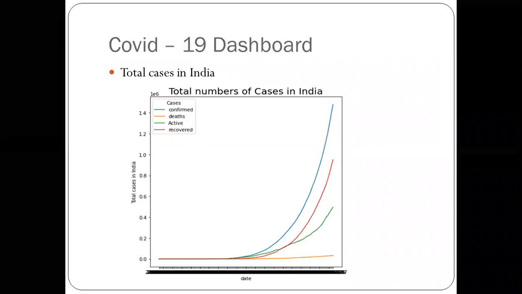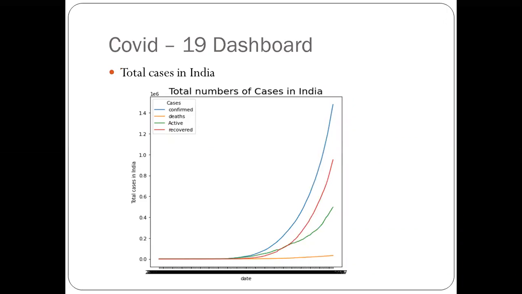The second is a graph which we have plotted for the number of days versus the total number of cases in India. As the number of days increased, the total number of cases increased. The death rate has not changed that much, but the active cases and recovery cases are increasing in India.